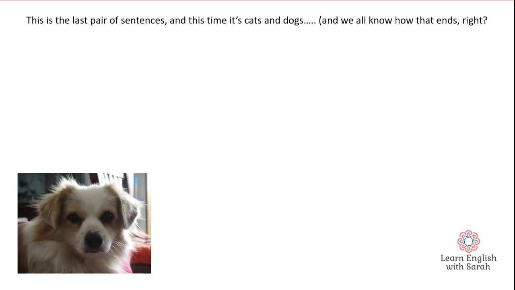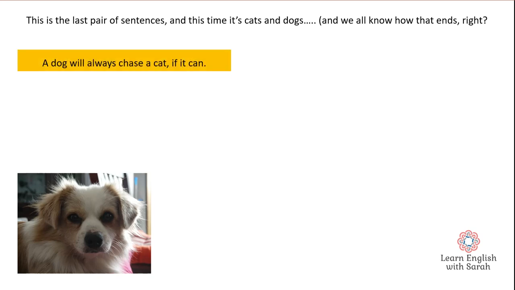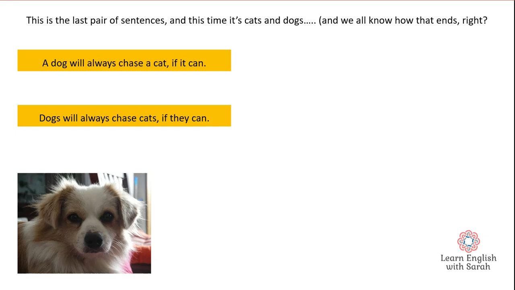Alright, now this is the last pair of sentences, and this time we're going to talk about cats and dogs, which we all know how it ends with cats and dogs, and particularly with this dog. So, a dog will always chase a cat if it can. Dogs will always chase cats if they can.